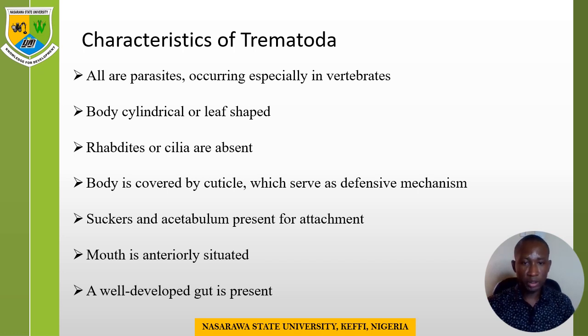Body cylindrical or leaf shape. We have seen this in some of the organisms under this particular class. Radite or cilia are absent, unlike what we had in planaria. In planaria, cilia were present, located at the ventral surface of the organism, which aid in movement. But in this class, cilia are absent.